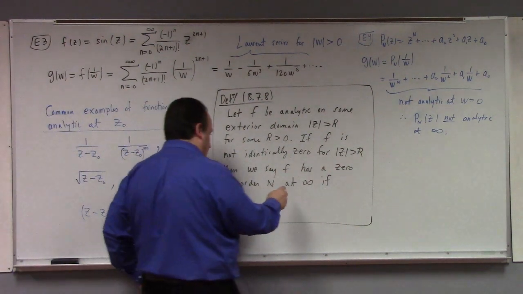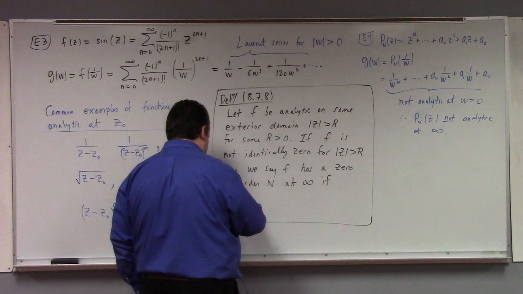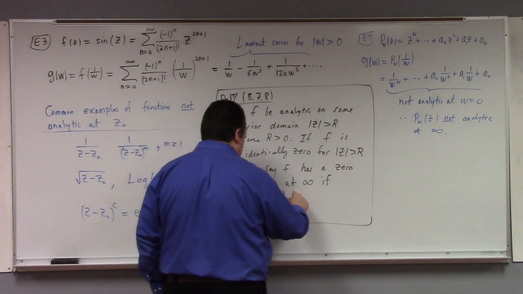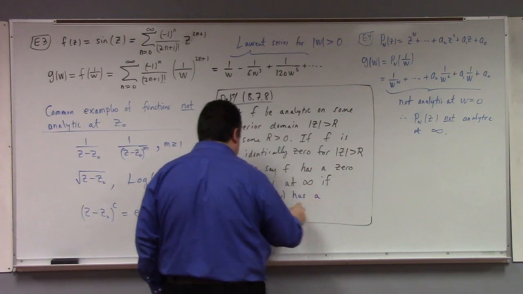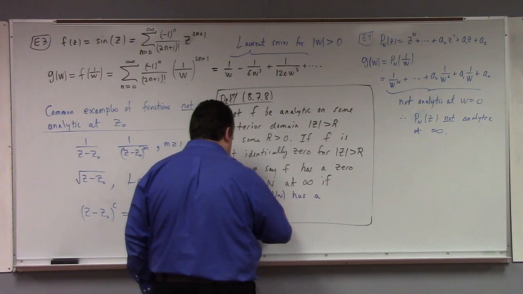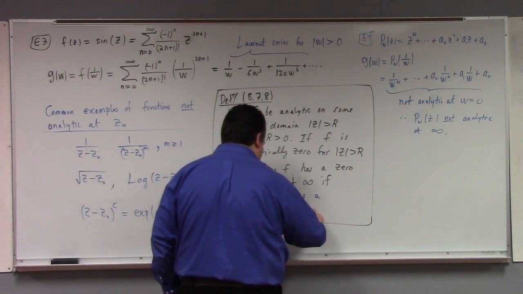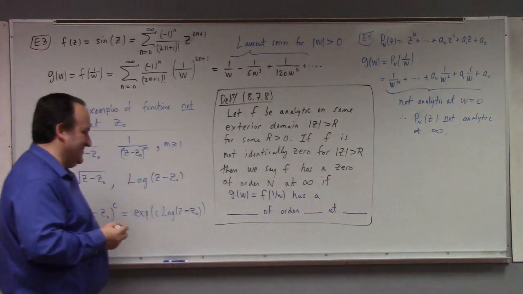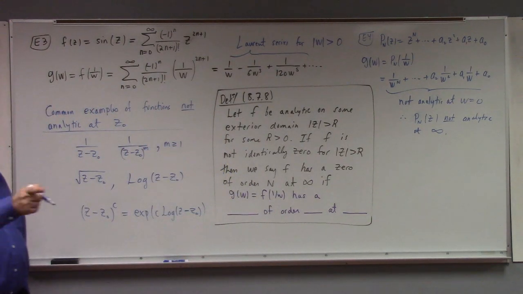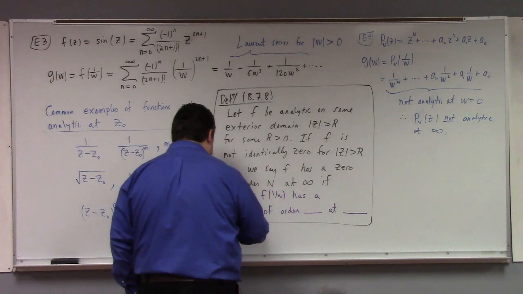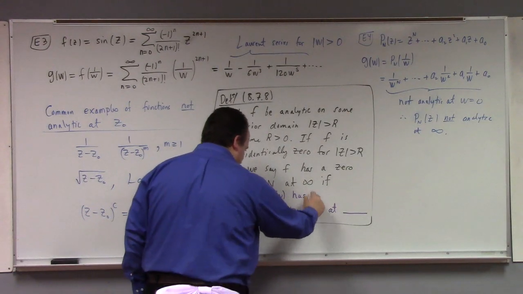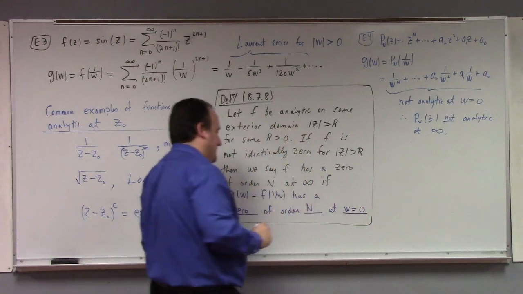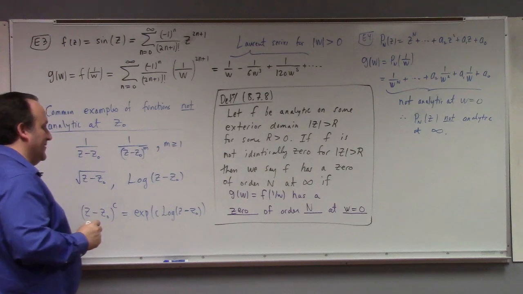I'll get you started. G of w equals f of 1 over w has a blank of order blank at blank. I got 0. I'll take that. Very good. Order n at w equal to 0. So close, but actually very far away.